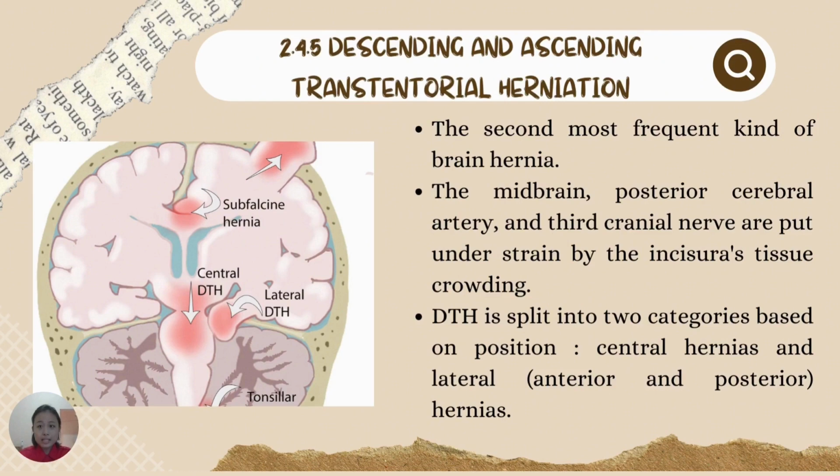Meanwhile, this descending type of hernia, or descending transtentorial herniation, is the second most frequent kind of brain hernia, where it puts the midbrain, posterior cerebral artery, and third cranial nerve under strain. And DTH is split again into two categories based on the position. The first one is the central hernia, and the second one is the lateral, and it's split again into anterior and posterior hernias.